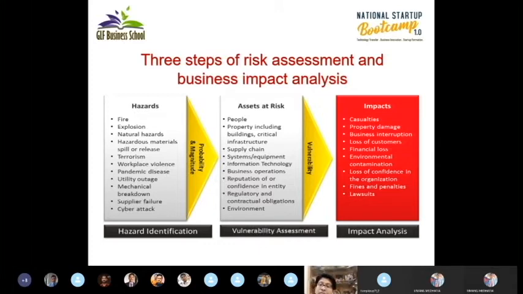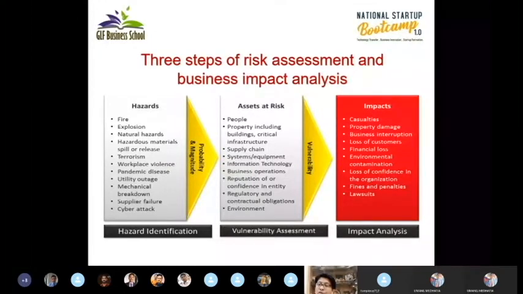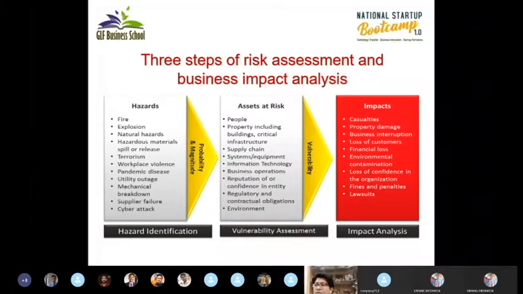These are the three steps of a risk assessment and business impact analysis. Step one, identify the hazards. This step consists of simply listing which business risks a particular company might face. This could include acts of nature, fire, mechanical breakdowns, or even cyber attacks.